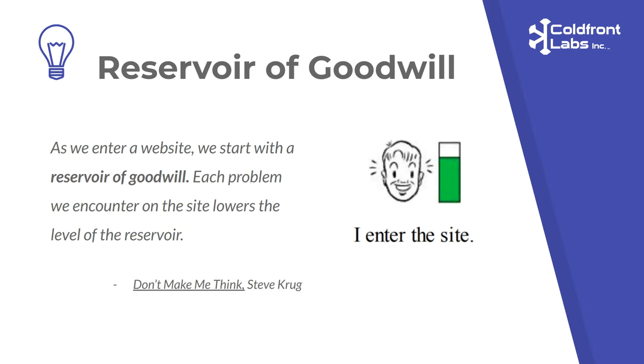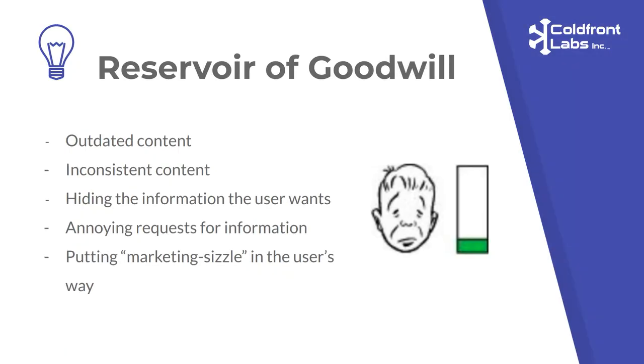Okay? And as we go through the website, everything we encounter that makes that process difficult brings down that reservoir of goodwill and makes us cranky, okay? Which makes us cranky towards the organization, in part. And this isn't all content, but for a lot of it, content that's out of date, inconsistent, right? Every one page has a completely different tone than another page. I may be hiding the information that the user wants behind some marketing sizzle or a million pop-ups about, I want your email address, and by the way, we use cookies, and here's the 800 things I'm going to show you before you get to where you want to go. This really drains our reservoir of goodwill.